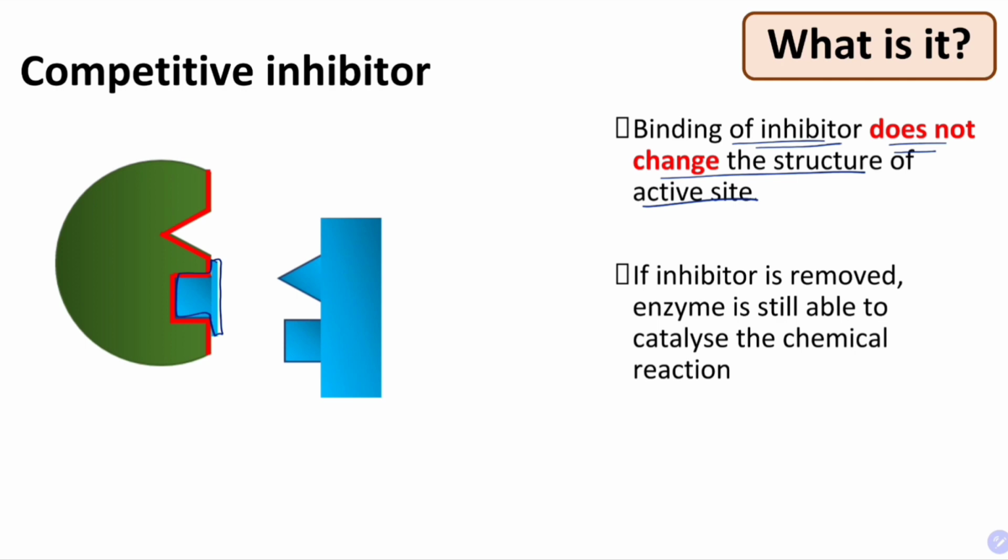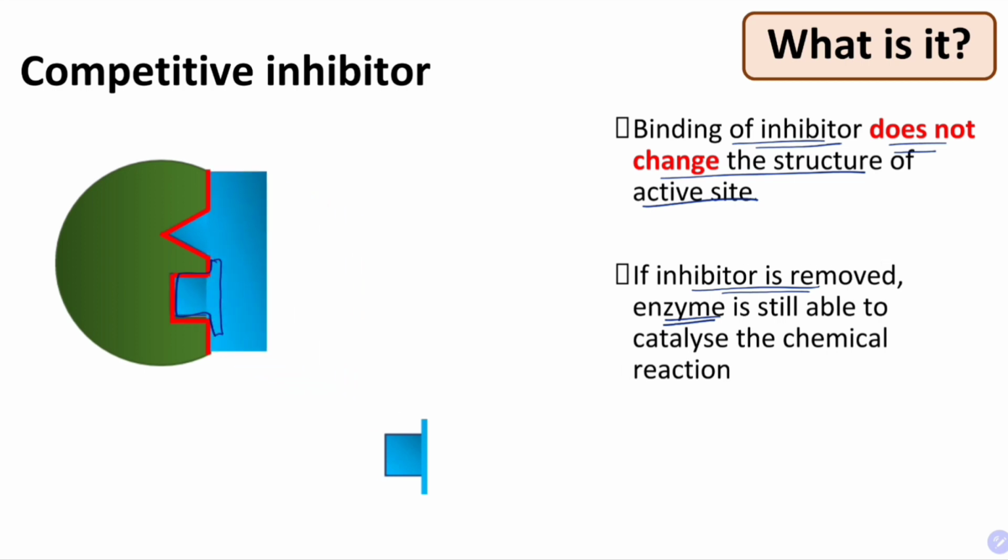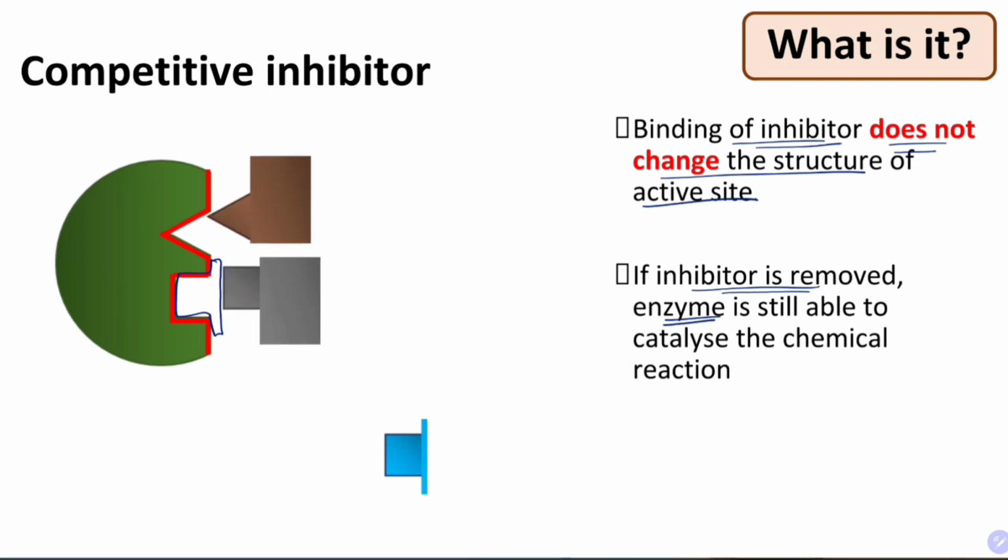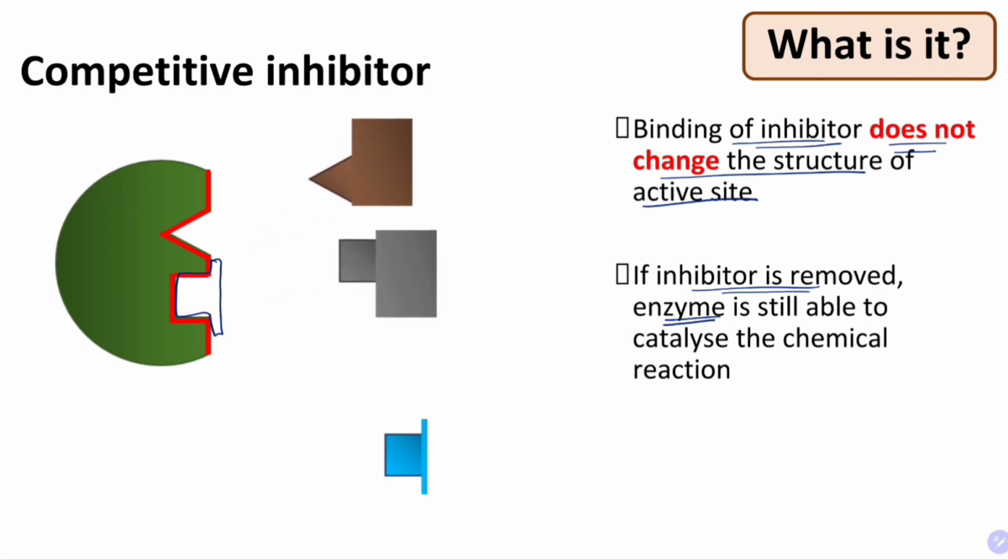Okay, so ni penting untuk competitive inhibitor kerana if the inhibitor is removed from the active site of the enzyme, the substrate can still bind to the active site. So kalau inhibitor tu kena remove, the substrate can still bind to the active site and then form ESC, and then the product will be formed and released. So kita nampak kesan competitive inhibitor adalah tidak permanent. Maksudnya dia hanya affect enzyme activity apabila dia bind kepada active site.